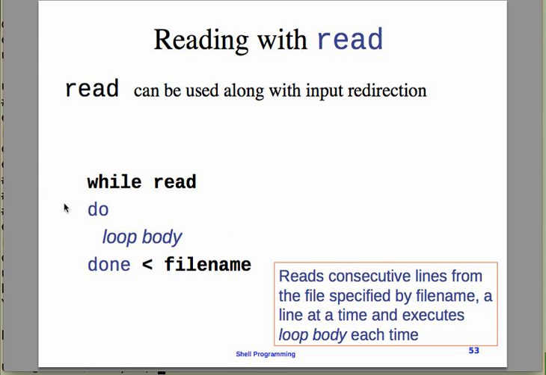So you say while read, do loop body, and here what you will do is read in one line at a time, and execute a loop body for each line that you read in from this file, assuming that a file with this file name does exist. Then you will read consecutive lines from the file specified by this file name, one line at a time, and execute the entire loop body, assuming you've got a line to read.